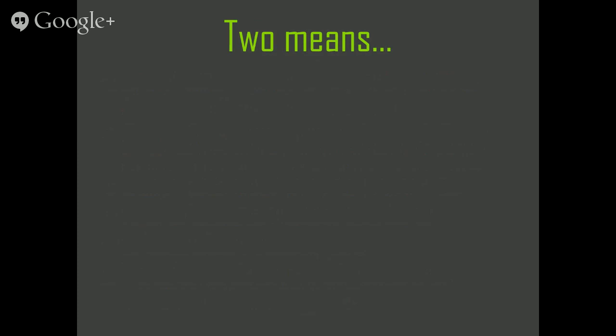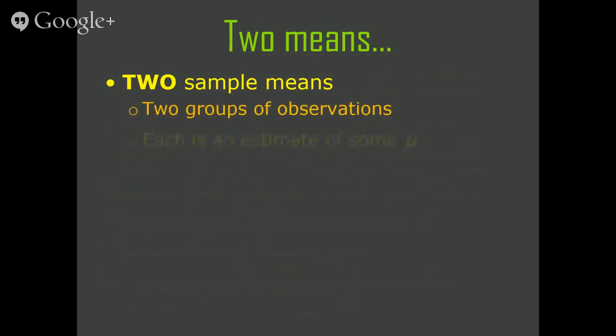So a quantitative variable, a numerical variable that can vary from a low value to a high value, so that individuals can all get scores on it, and you can calculate a mean of a group of individuals, and you have two groups, either two groups of individuals or two groups of observations from the same individual. We'll get into that in a few minutes. So if you have two sample means, you have two groups of observations, and each sample mean from each group is an estimate of some population mean, some mu.